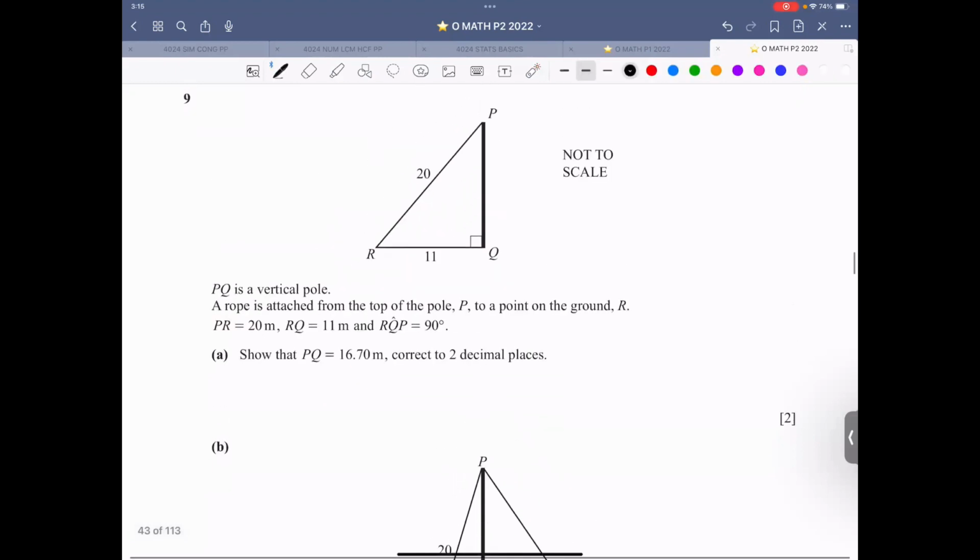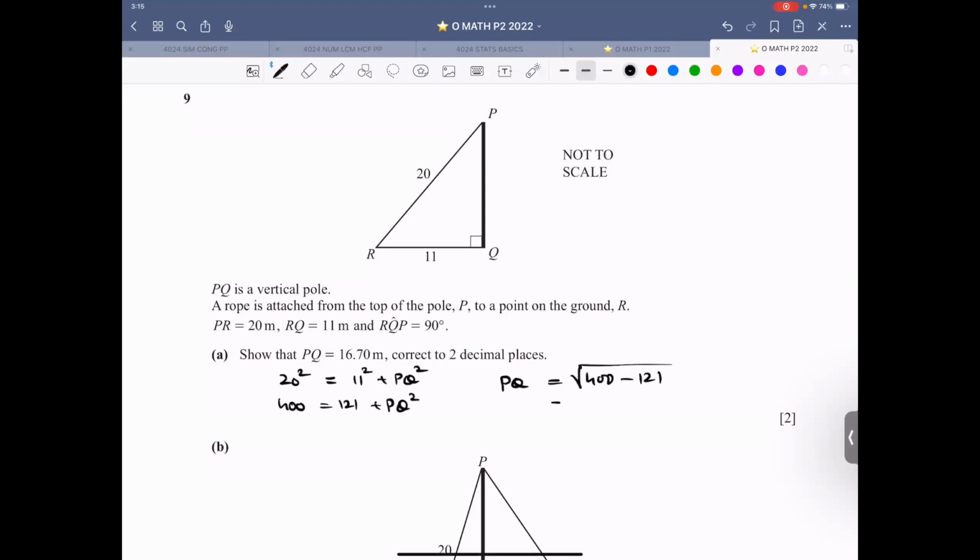So that's pretty basic. 20 square plus 20 square equals to, that's the hypotenuse, 11 square plus PQ square. This is 400. This is 121. This is PQ square. Therefore, PQ is 400 minus 121 square root. This comes out to be 16.703, which will be rounded off to 16.70, correct to 2 decimal places.